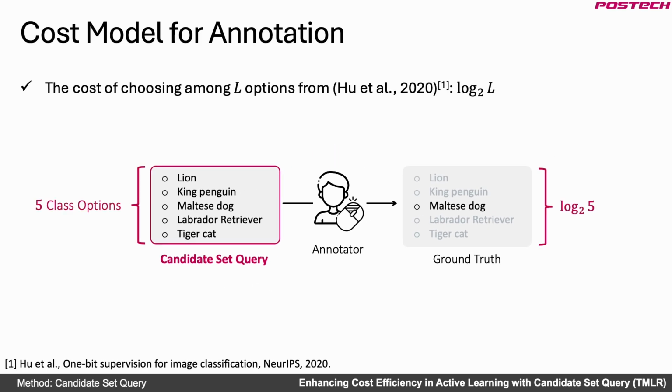We first define annotation cost of choosing one label among L options. A 2020 NeurIPS paper modeled this cost as log base 2 of L. For instance, selecting from 5 class options incurs a cost of log base 2 of 5.